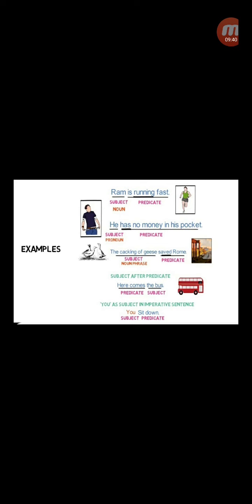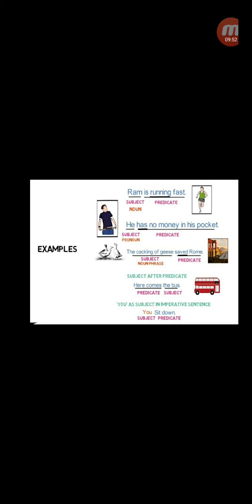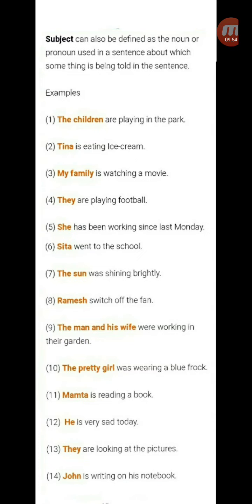Sit down. Whom am I talking to? You. So, you sit down, though I may not write you. I may just give you a command. Sit down means I'm telling the person who is standing, that is you. Now let's do some examples of subject and predicate. Subject can also be defined as a noun or a pronoun used in a sentence about which something is being said or told.